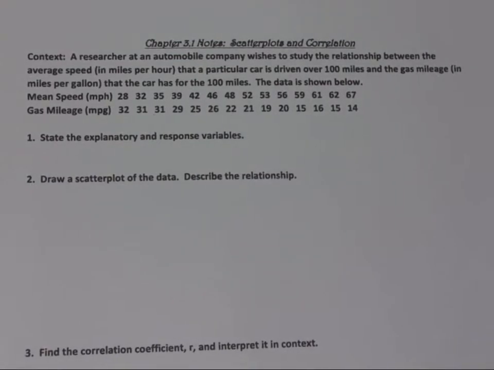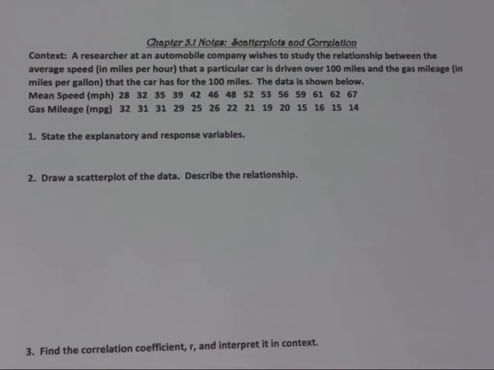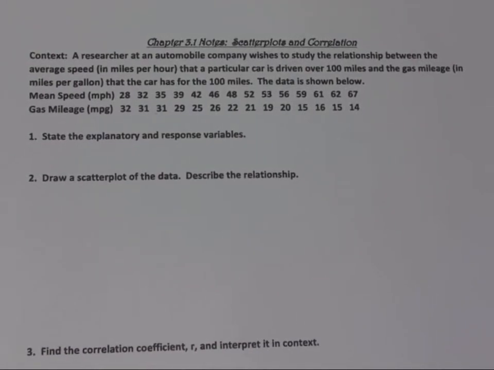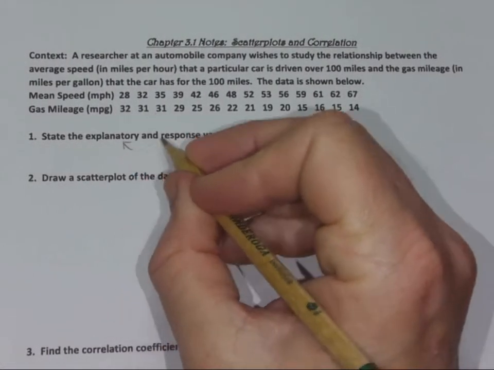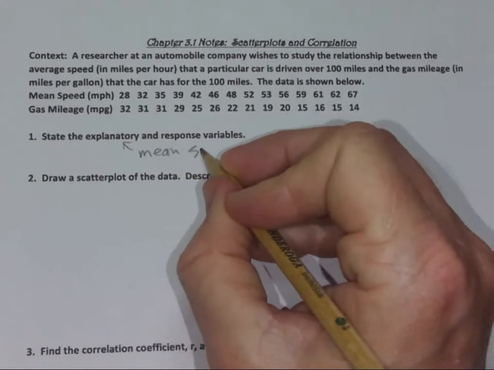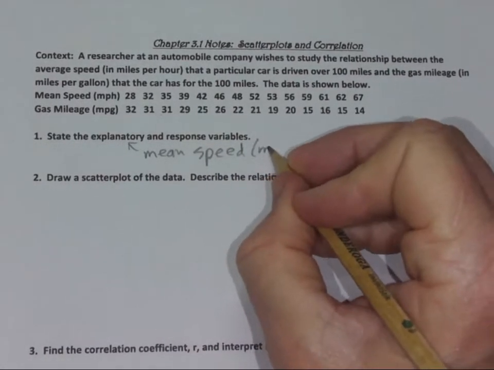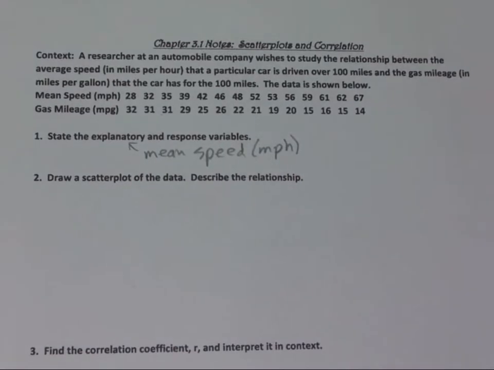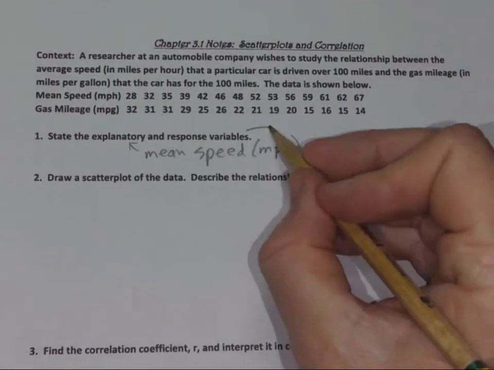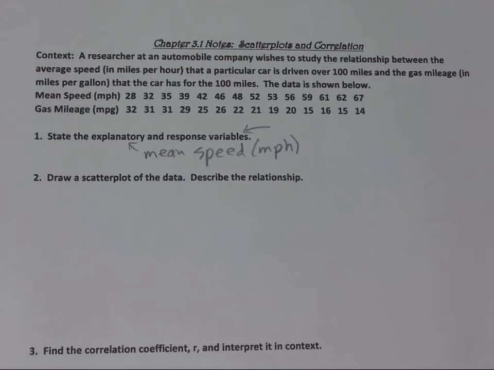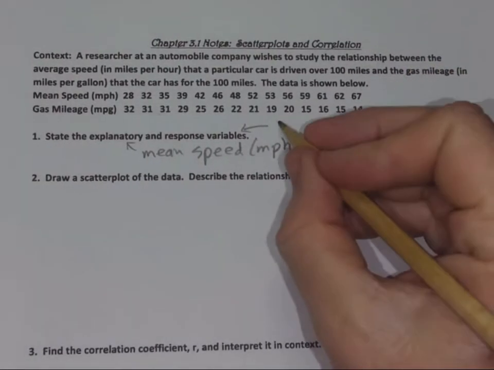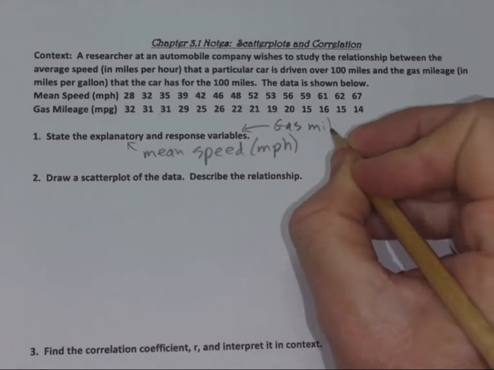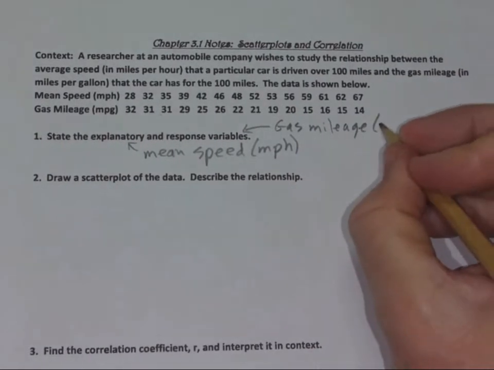So the first thing is this: the explanatory variable is in essence the x variable. It's the one that we think a change in it is somehow related to a change in the response variable, which is the y variable. So the explanatory variable in this is going to be the mean speed in miles per hour. Always put the units. That's important. And then the response variable is what we think is responding to a change in the explanatory variable, and that is gas mileage, in miles per gallon.